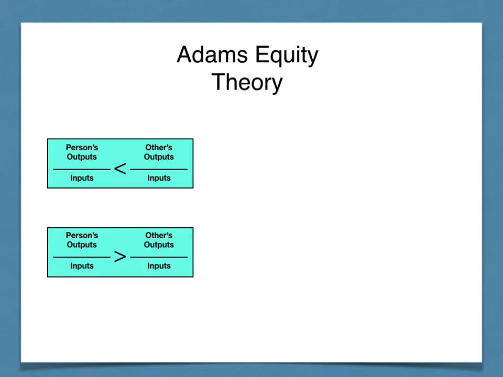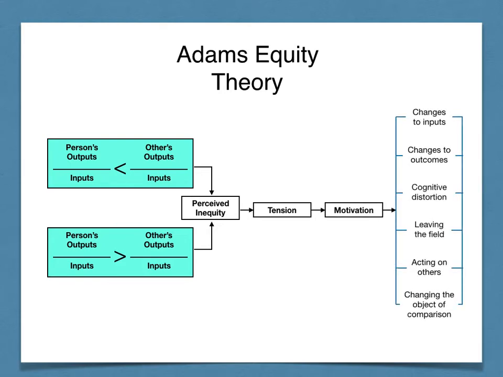Let's go through the complete comparative process once more to ensure that you understand it. A person compares their relationship between their inputs and outputs. If it is equal to that of the referent person, then it's okay. However, if it's either greater or less than that of the other person, then this perceived inequality creates tension in that person. This motivates the person to change something.